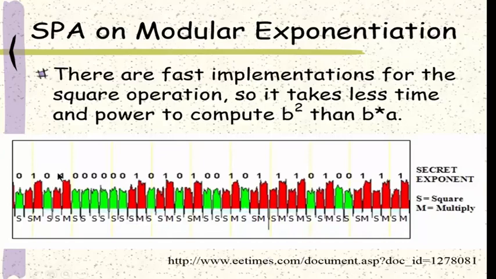First, the tall bars correspond to the power or current for multiplication. Therefore, these bars and the shorter square bars immediately in front of them are related to logical ones in the secret key. The other ones are only square operations that correspond to logical 0 in the key. And this is how we can retrieve the secret key that has been used to compute this modular exponentiation.